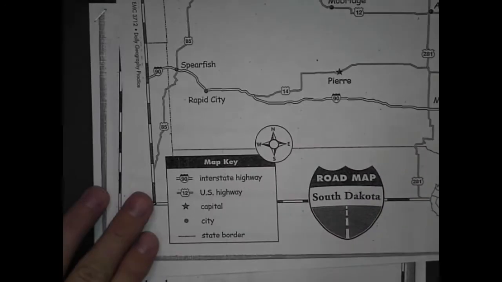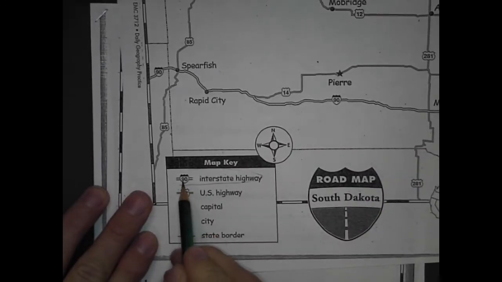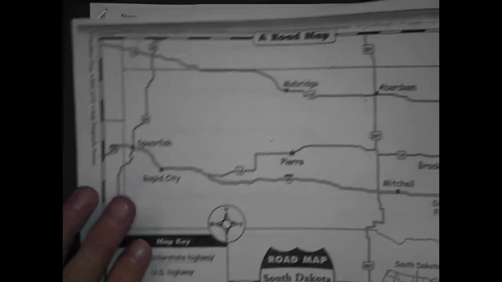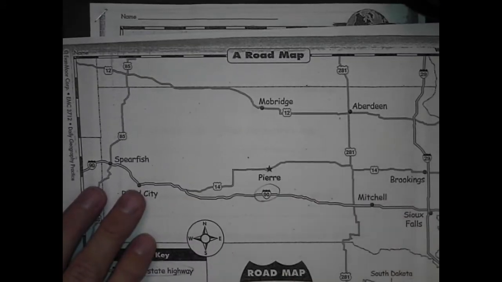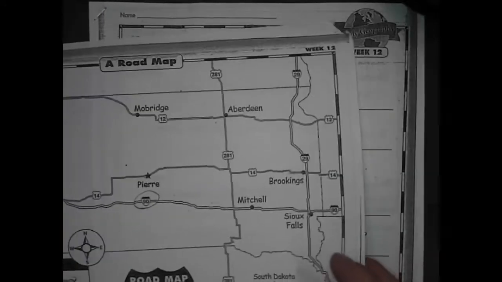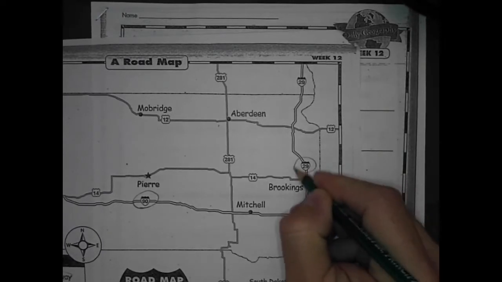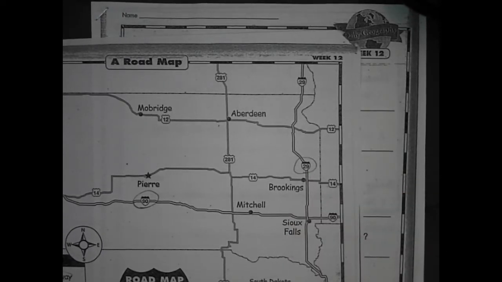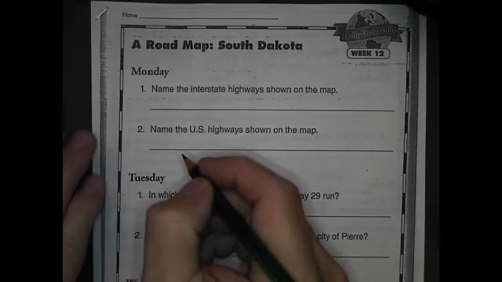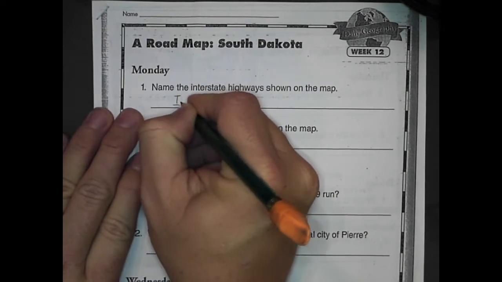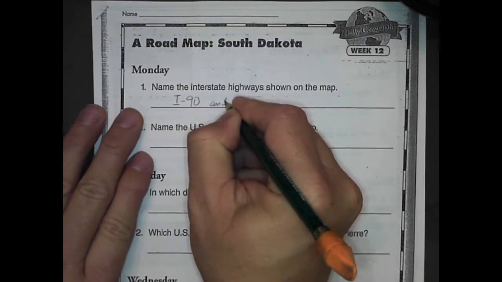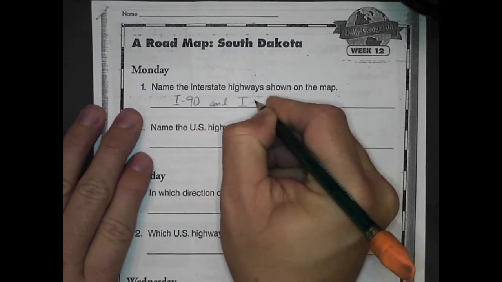So, an interstate highway down here is identified with this shield and the coloring there at the top. So it looks like we have Interstate 90 and we have Interstate 29. Looks like those are the two major ones that run through there. So we will call that, and we could nickname that, I for interstate, I 90, and I 29.